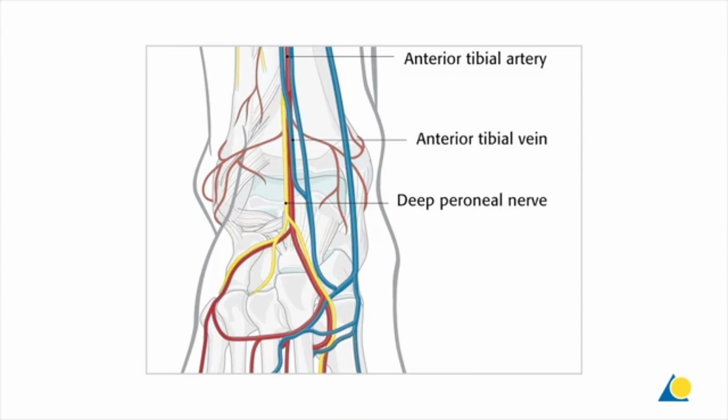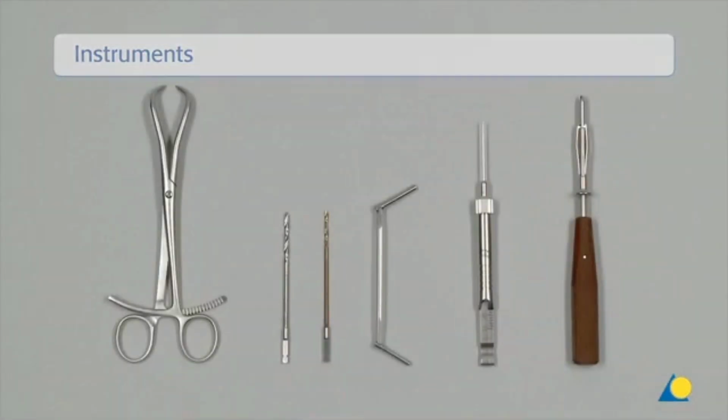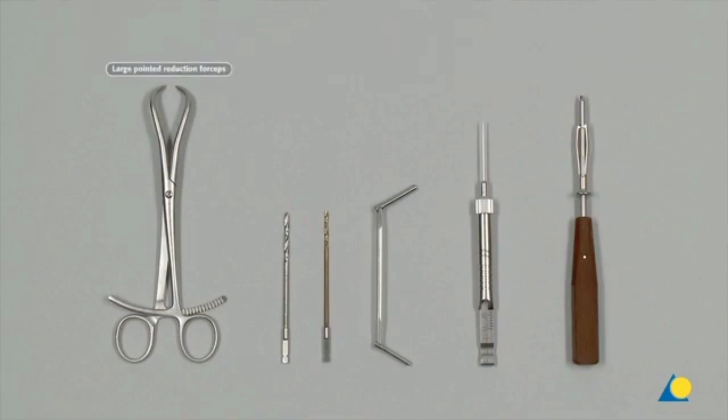A stab incision is made anteromedial in order to be perpendicular to the fracture of the posterior malleolus, and L-shaped retractors are placed to gain visibility of the anterior tibia. The required instruments are the large pointed reduction forceps, the 3.5 mm drill bit, the 2.5 mm drill bit, the 2.5/3.5 mm universal drill guide, the depth gauge, and the hexagonal screwdriver with holding sleeve.